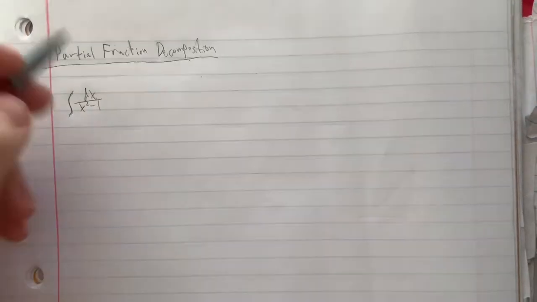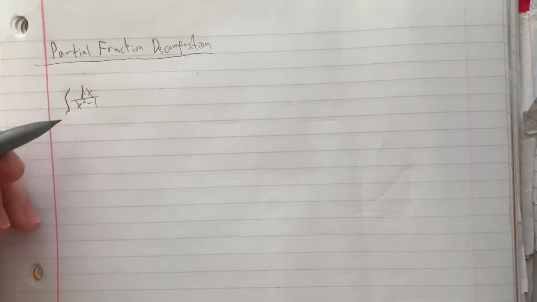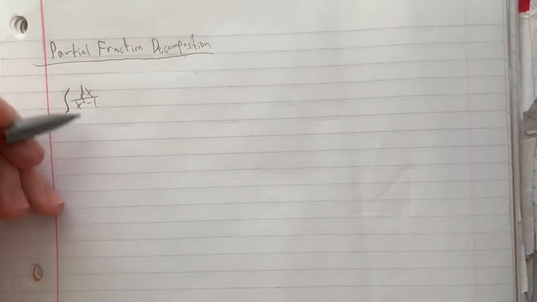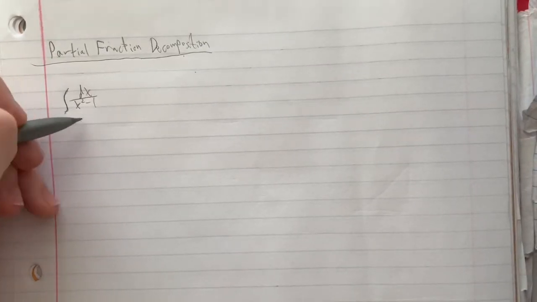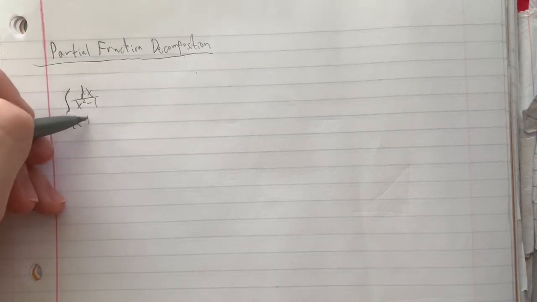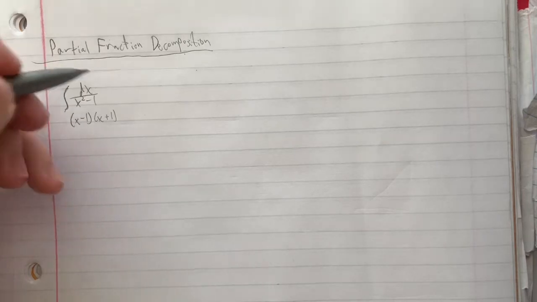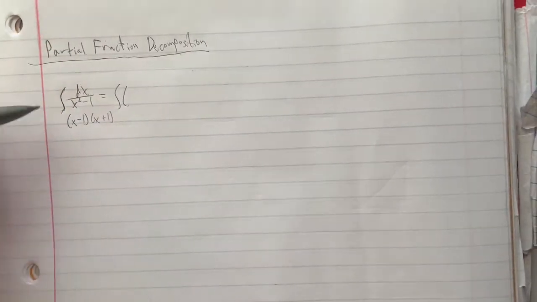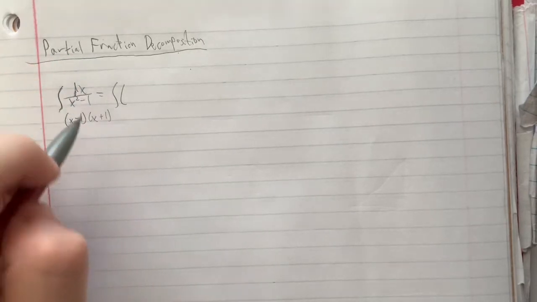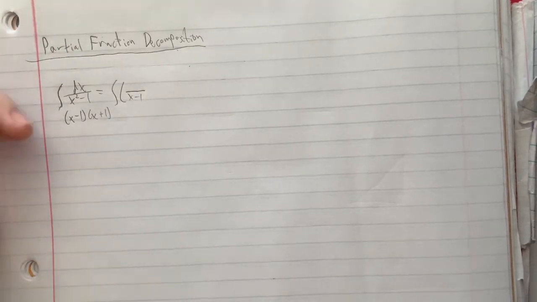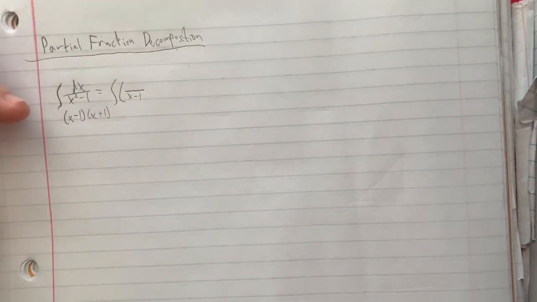The way we do partial fraction decomposition is first, we have to split up this denominator into all its factors. So this is a difference of squares. It'll factor into x minus 1 times x plus 1. So we're going to rewrite this integral as the sum of two partial fractions. We're going to decompose this fraction into two partial fractions. So the first one is going to have denominator of x minus 1. And what is this numerator going to be?